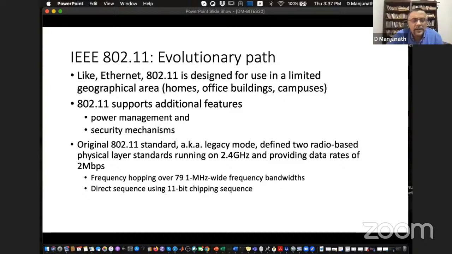The same goes for direct sequence, a similar notion, where one bit is transmitted as a particular 11-bit pattern. A 1 and a 0 are transmitted as particular 11-bit patterns. For everybody except the transmitter and the receiver, everybody else sees it as noise. So using some correlation techniques, you can extract the bits from this chipping sequence at a receiver.